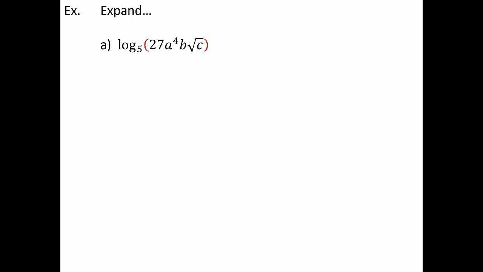Log base 5 of the product of 27 a to the fourth b and square root of c. And again, recognize product can be expanded. Anytime you see multiplication, we can break that into a logarithm. So this is going to break up into 4 logarithms.